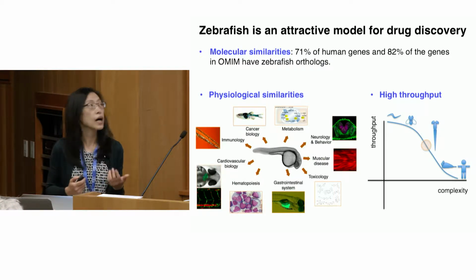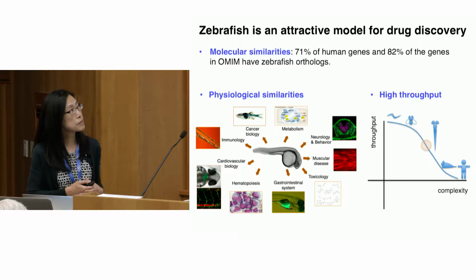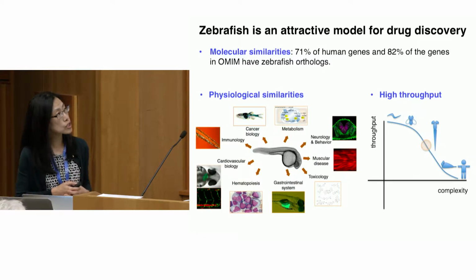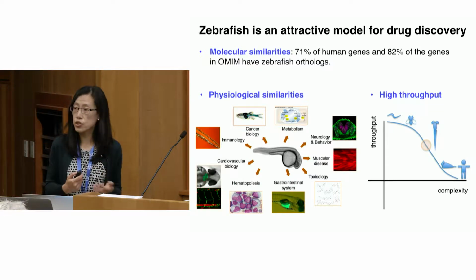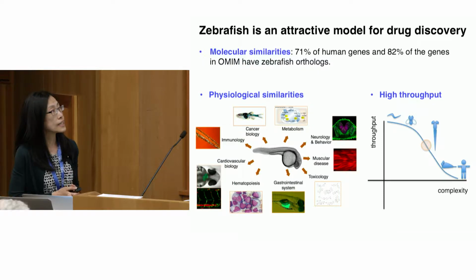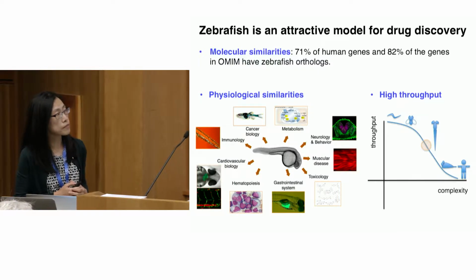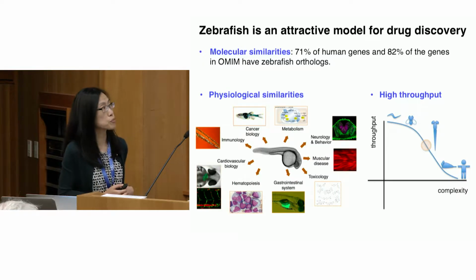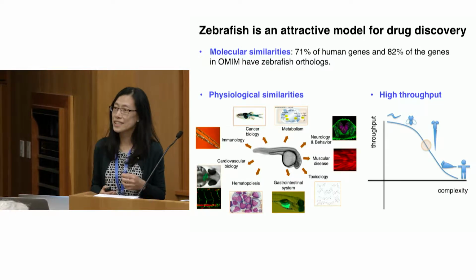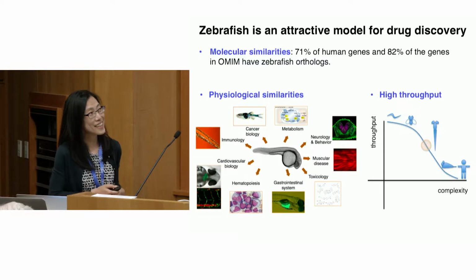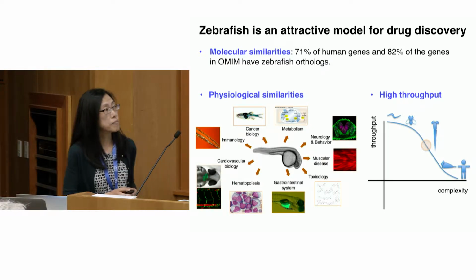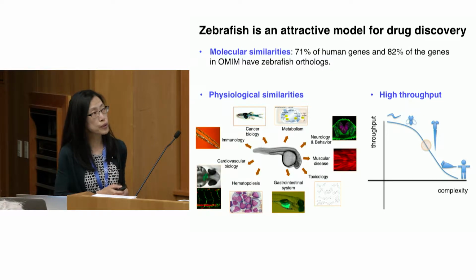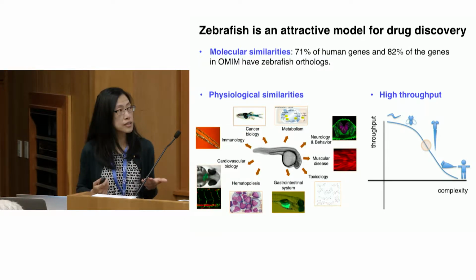And zebrafish also utilize similar physiological systems as we do. And mutations in the genes that are associated with human diseases also induce disease-related phenotypes in zebrafish models. And most importantly, zebrafish sit in this sweet spot: they have the biological complexity that some of the invertebrate model organisms don't have, but they still enable high throughput experimentations.